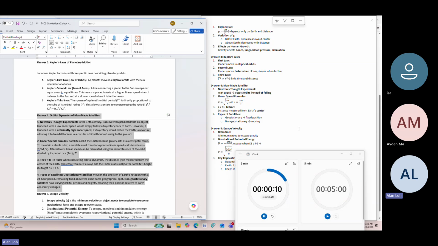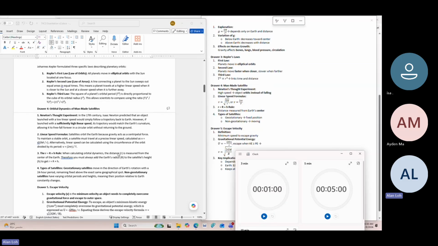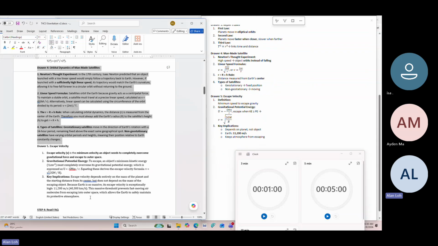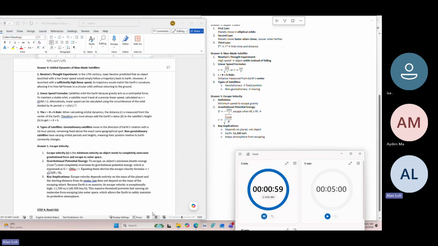Ten seconds. You should be on point 4 now. All right. So this is the man-made satellite. Escape velocity. What is escape velocity? So there are 3 key points over here. So let's do also 1 minute. If you realize, I intentionally left some parts from the previous drawer on the page. So in case you finish reading this in 1 minute, and you still want to reread what you have read just now on the previous drawer, then you can do that. Let's start now. 1 minute, drawer 5.